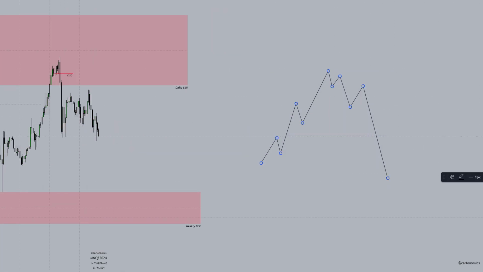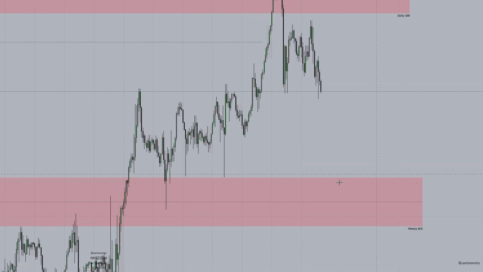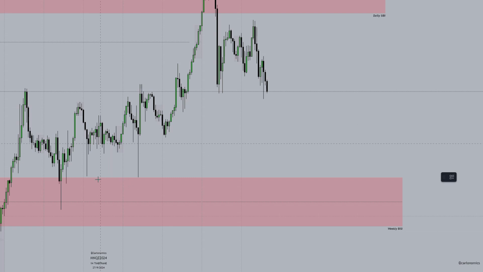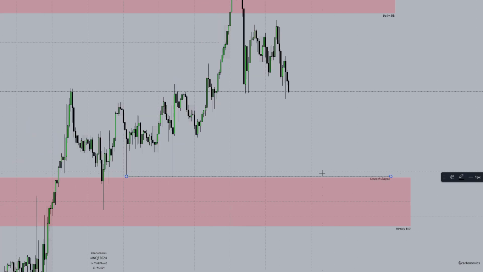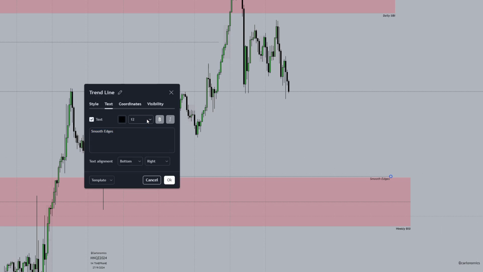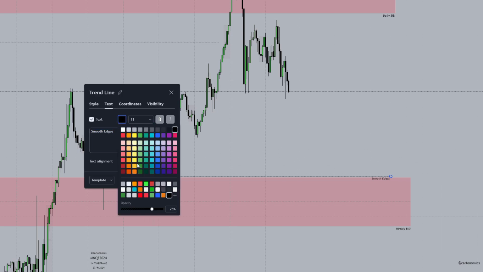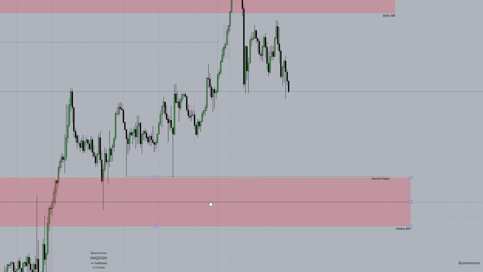I want to look for some kind of PD array to trade back into this low and this low down here. These are your smooth edges. So right here you have your smooth edges, bottom right. And I would want to see a move down to this low. So my eyes will be drawn down here.